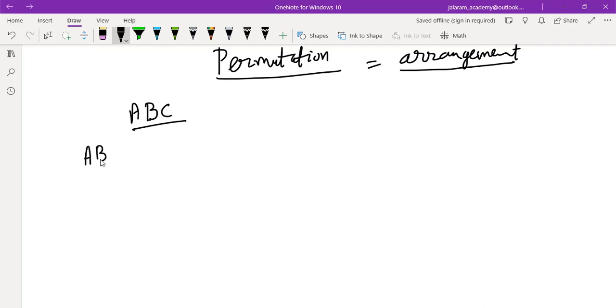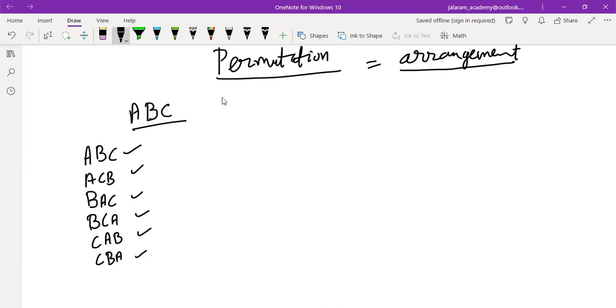A, B, C is the first arrangement, and the second is A, C, B. They are different. Can you tell the third? B, A, C. Next. B, C, A. Next. C, A, B. Next. C, B, A. Next. There is no next arrangement. Yes, sir, only 6 arrangements are there.